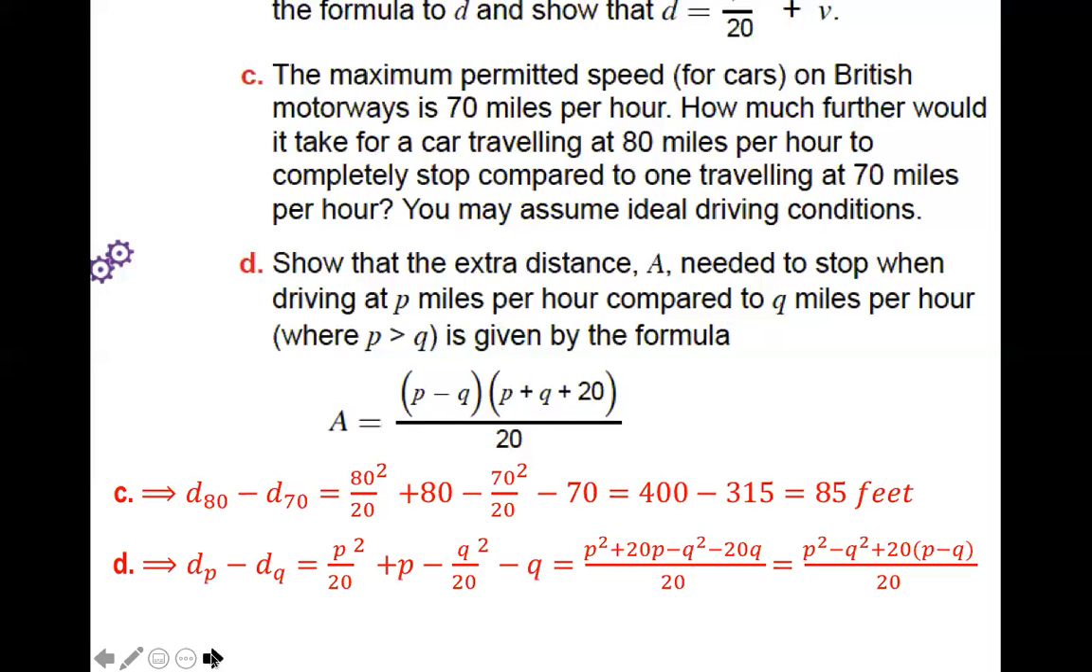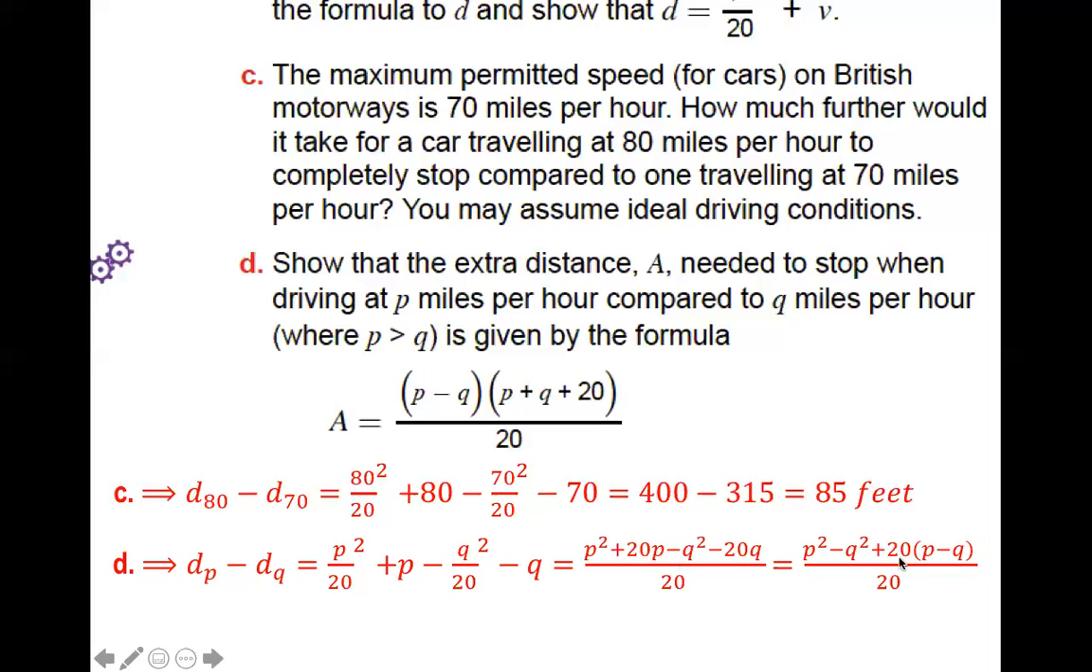To do that, you would just write the distance when we've got a speed of p minus the distance when we've got a speed of q, and write it the same way we did, but with letters this time. And now we're going to have to use a common denominator, which is 20, to put everything at the top. So in order to do that, we need to times p by 20, so that's 20p, and q by 20, that's minus 20q. And then you've got your p squared minus q squared plus 20p minus 20q.